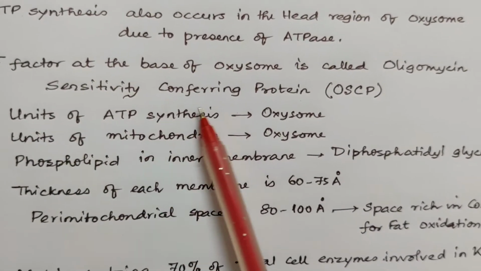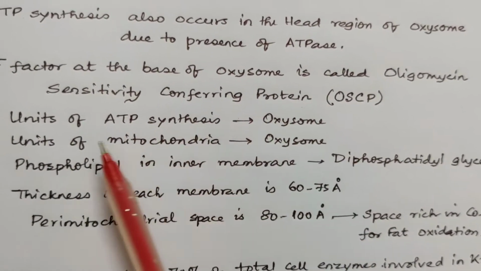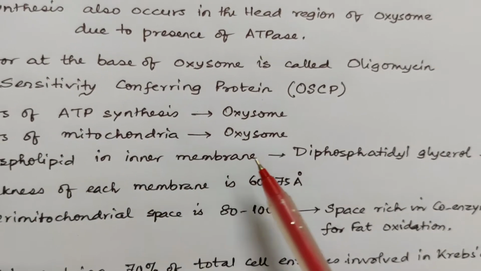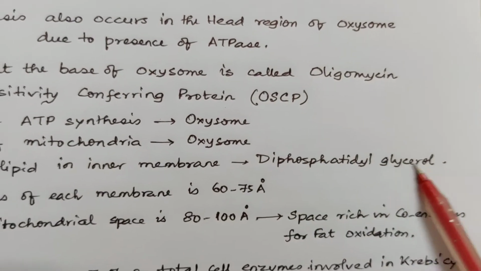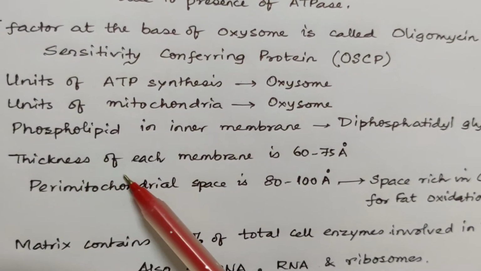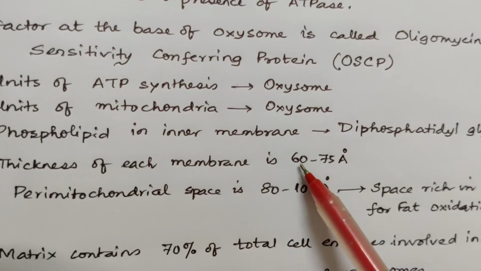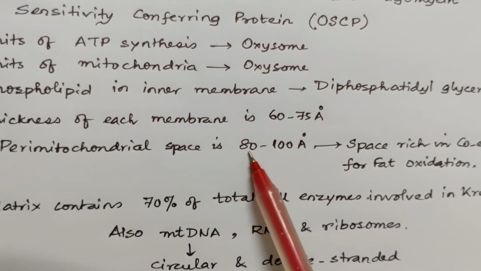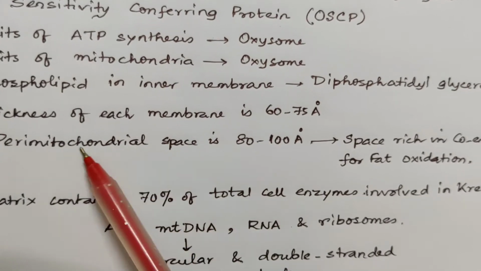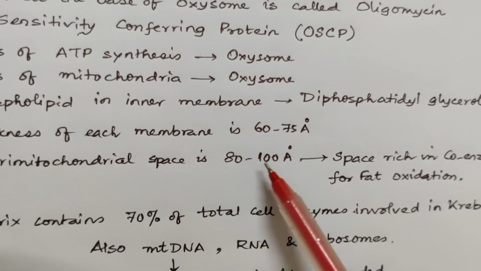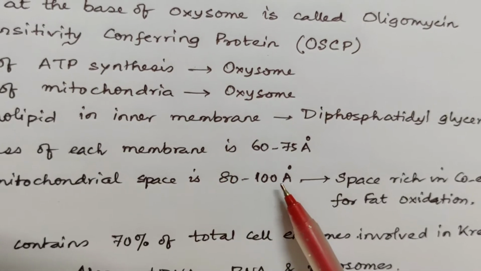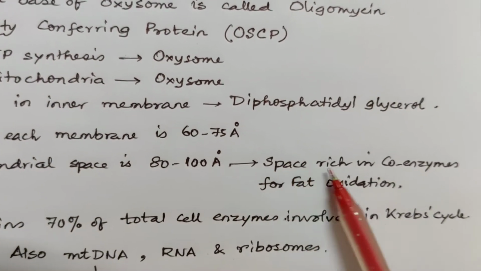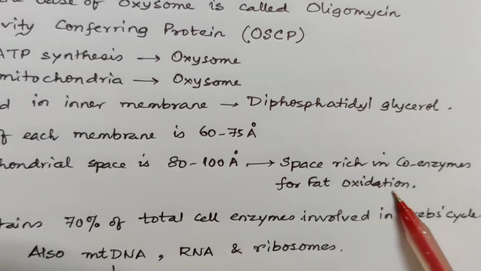The units of ATP synthesis are oxysomes. The units of mitochondria are also oxysomes. The phospholipid in the inner membrane is phosphatidylglycerol. The thickness of each membrane of mitochondria is 60 to 75 angstroms. The perimitochondrial space, that is the space between the outer and the inner membrane of mitochondria, is about 80 to 100 angstroms thick. The space is rich in coenzymes for fat oxidation.